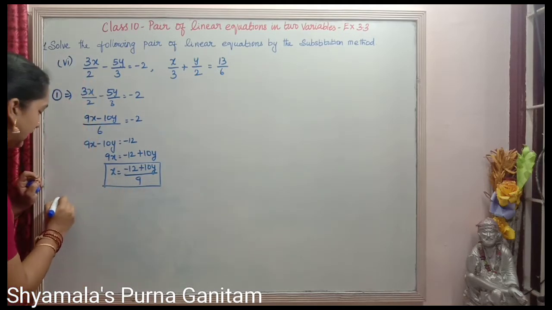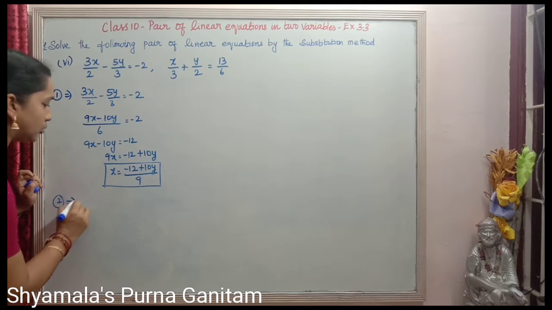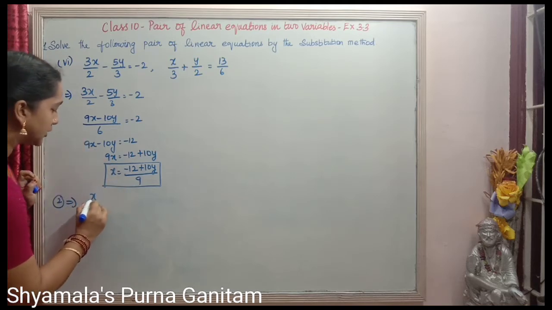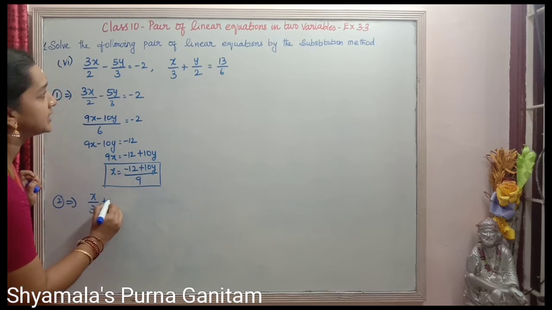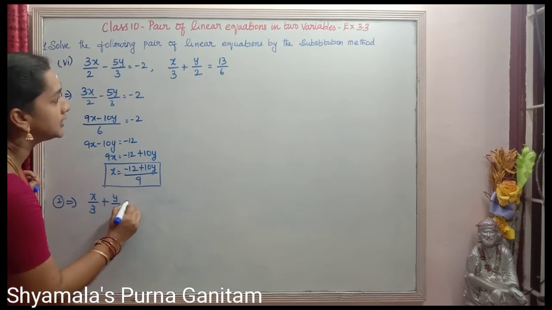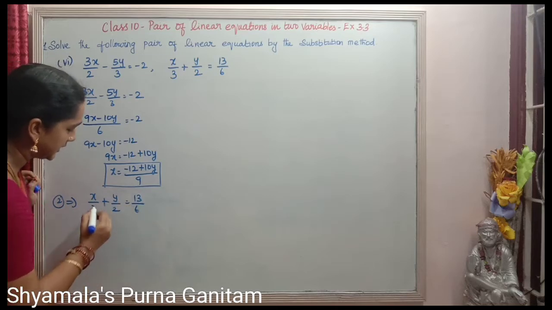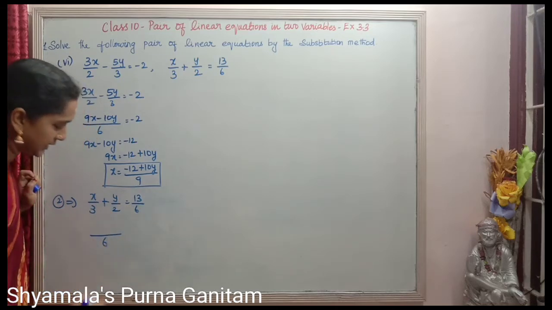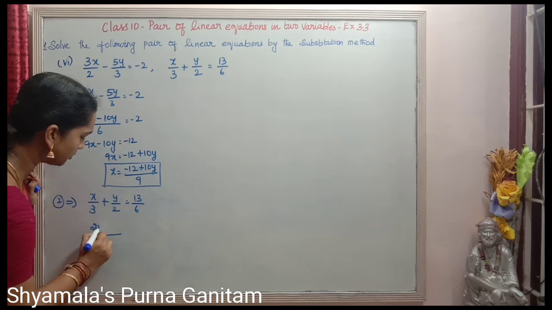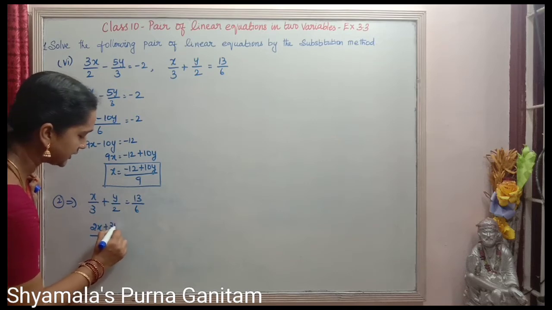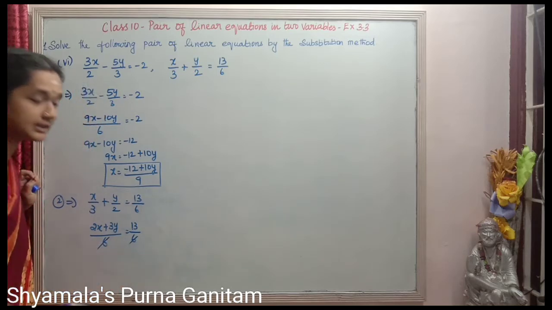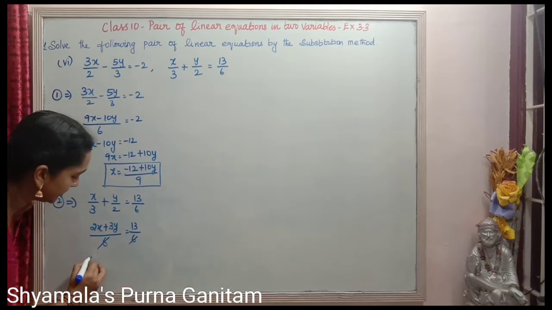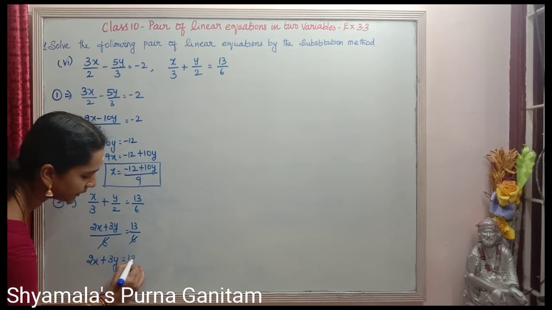Okay, so now I will take the second equation and substitute this x value there. So x by 3 plus y by 2 is equal to 13 by 6. So even for this LCM will be 6. So in the numerator I will get 2x plus 3y is equal to 13 by 6. So this 6 will get cancelled. So I will get the equation as 2x plus 3y is equal to 13.